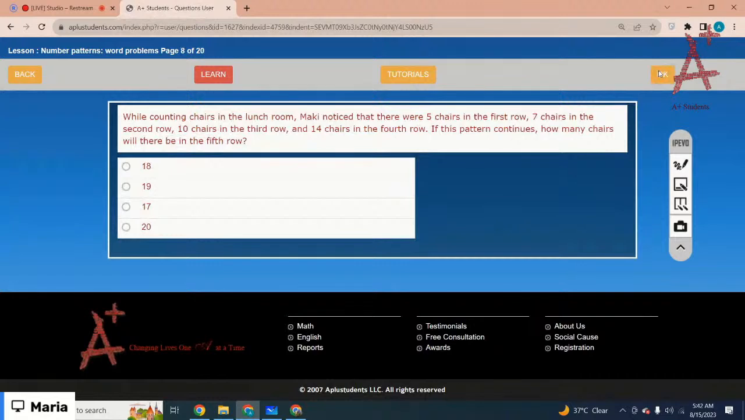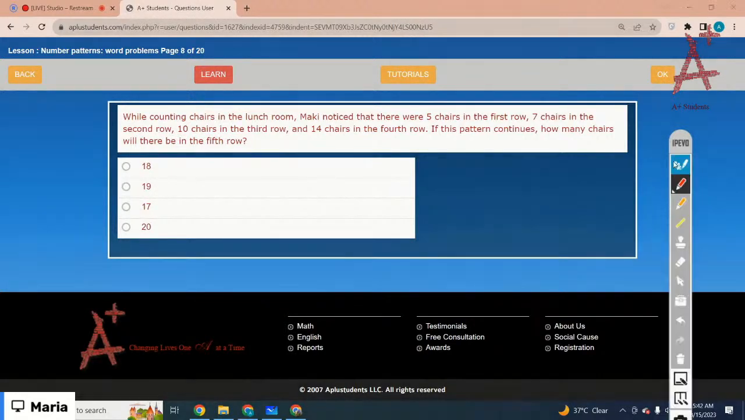While counting chairs in the lunchroom, Mackie noticed that there were 5 chairs in the first row, 7 in the second, 10 in the third, and 14 in the fourth row. If the pattern continues, how many chairs will there be in the fifth row?